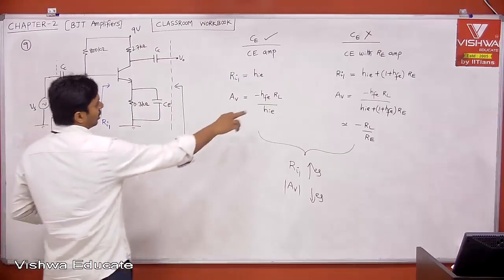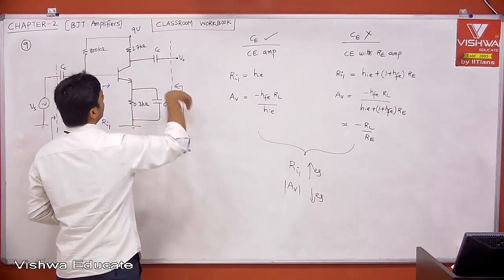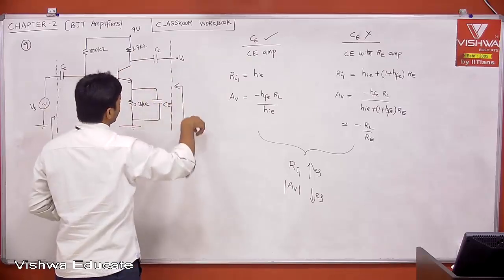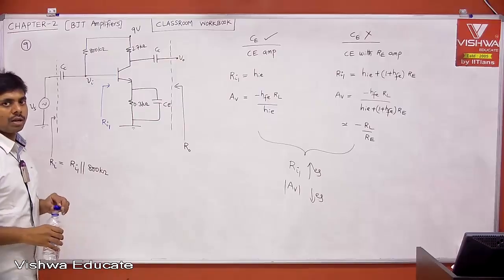And one more thing, what is RL here? RL is nothing but 2.7K because nothing is connected here. If something is connected, the effective load will be your RL. Okay. Thank you.